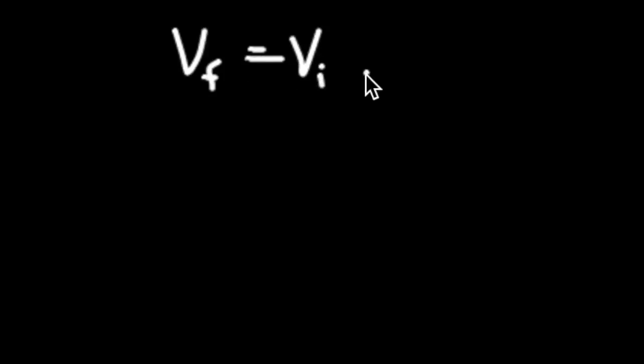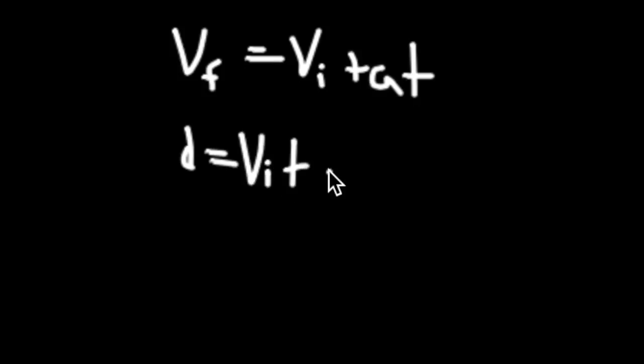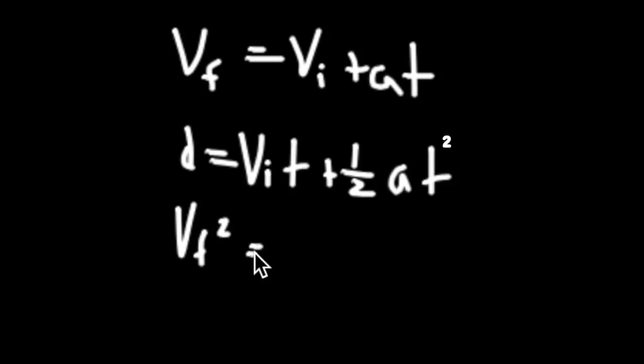Now we are going to show you some common equations that include acceleration that come up often in physics. First of all, we have final velocity equals initial velocity plus acceleration times time. Then we have distance equals initial velocity times time plus 1/2 acceleration times time squared. And lastly, we have final velocity squared equals initial velocity squared plus 2 times acceleration times distance.